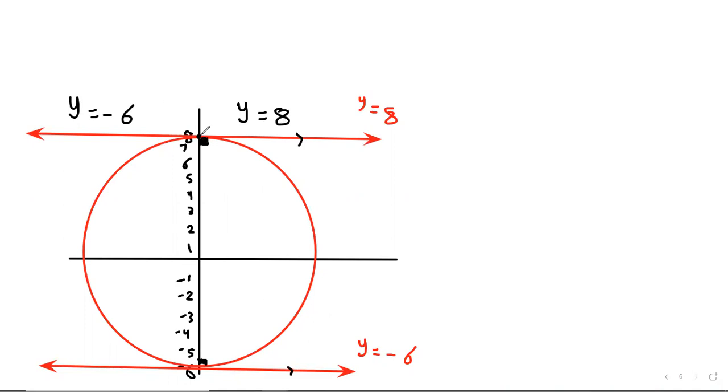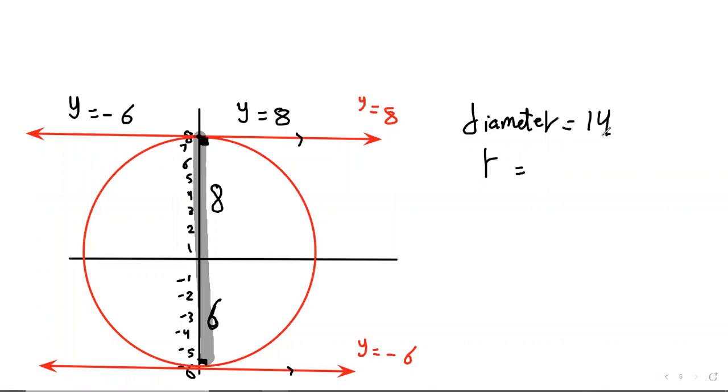The radius length. Here we have 8 units up, and down we have 6 units. This is the diameter. What I want to say, from this point to this point is the diameter. So what is the length of the diameter? The diameter equals 14 units. So what is the radius? The radius equals half of the diameter, 7 units. This is a way we can follow to find the radius.